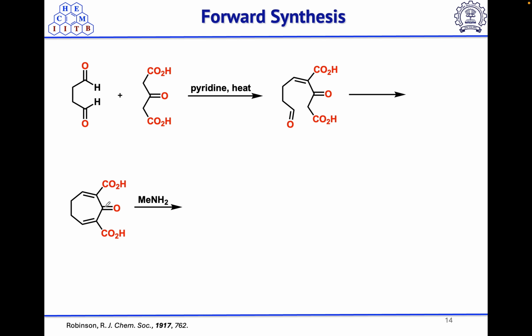The next is the 1,4-addition with methylamine, and you will get this product. Now here I have written that CO2 elimination will take place. So what will be your product? Just write down the product structure, then I will show you.